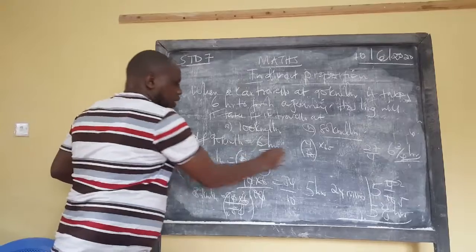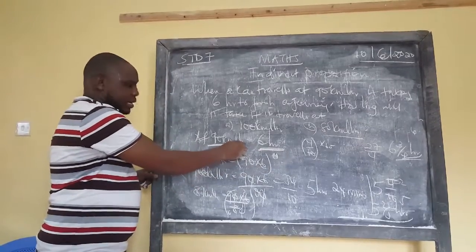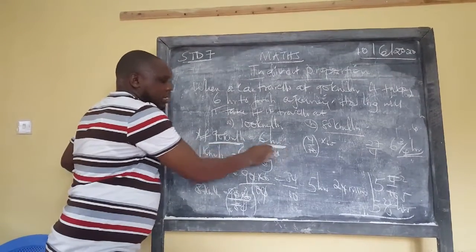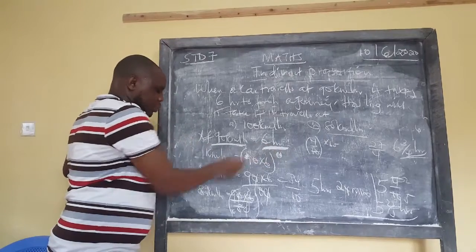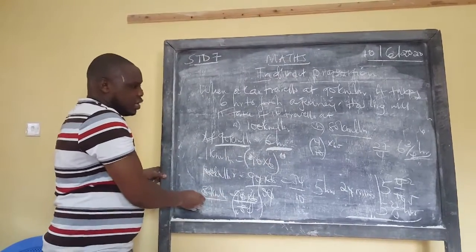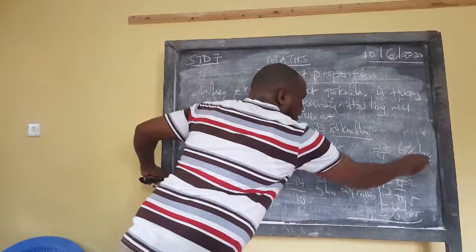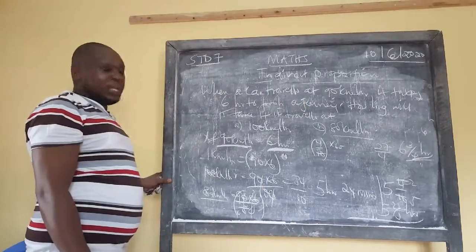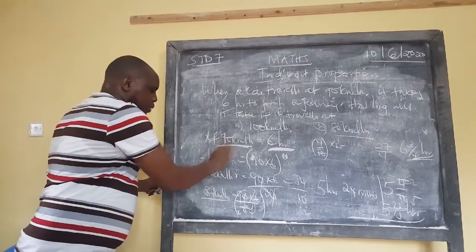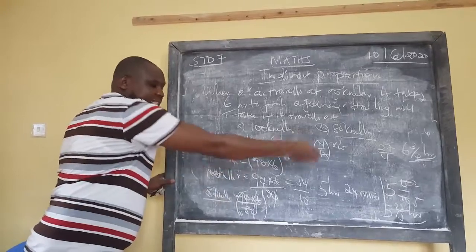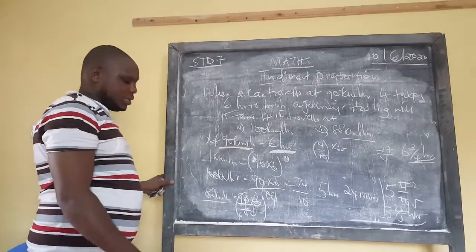Look at this one. When it was at 90 kilometers per hour, it was running for 6 hours. Look here, the speed has decreased by 10. So the number of hours has increased by 3/4, because the speed has decreased from 90 to 80. Meaning that on the other side, the number of hours is going to increase.